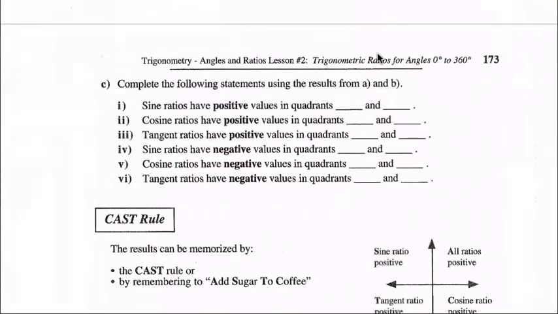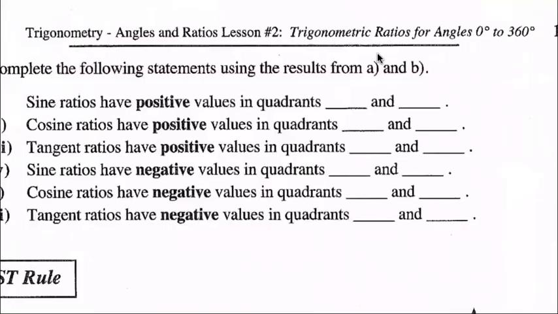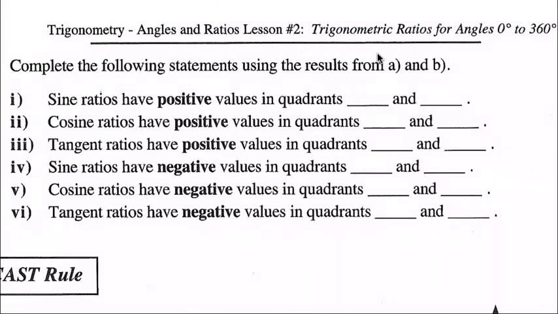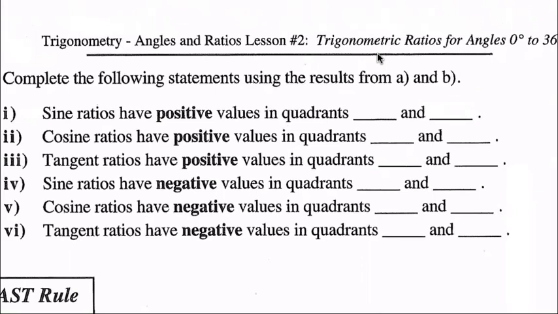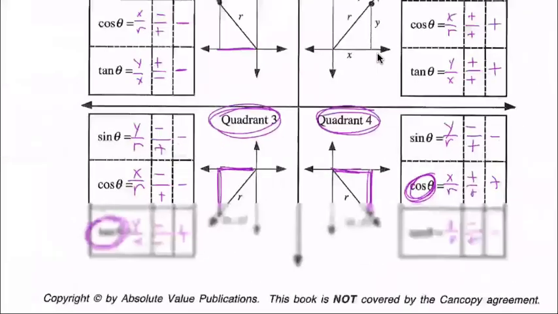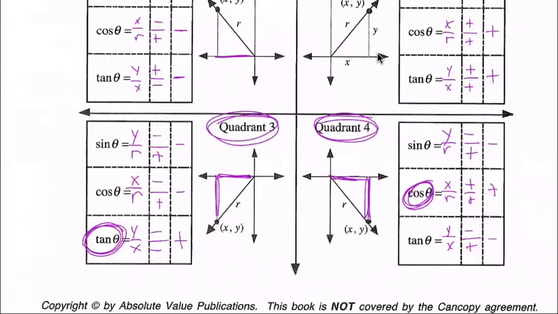These statements in question C, over the page, just help us to summarize that. So you might try and remember these 6 points. I can figure them out, but it's not because I know them. It's because I know a different rule. Okay? So sine ratios have positive values in quadrants 1 and 2. Cosine ratios have positive values in quadrants 2 and 4. 2 and 4, is that right? Yeah, 2 and 4. Cosine's positive, 2 and 4.